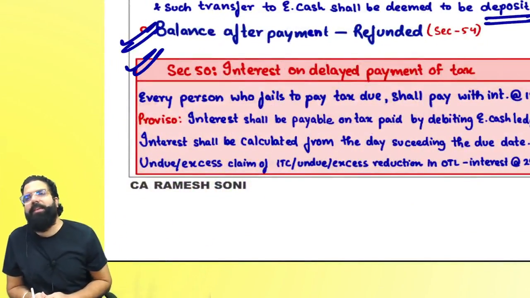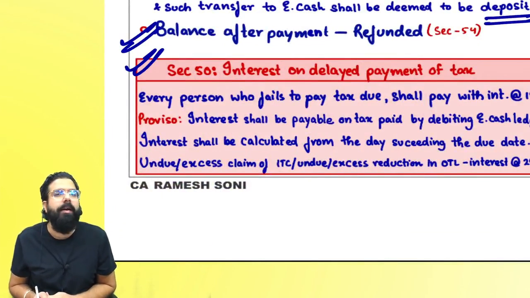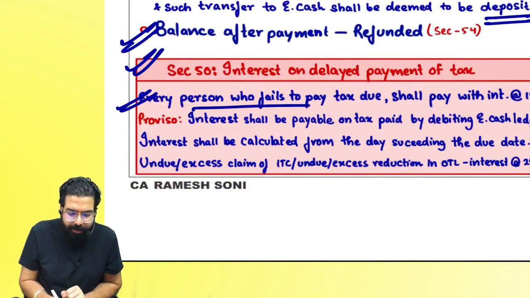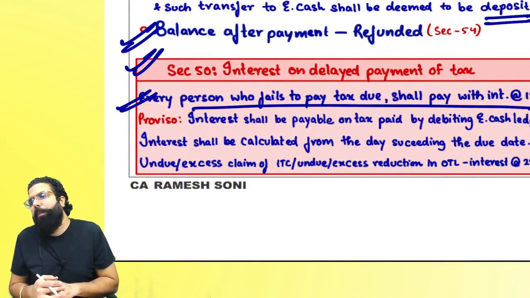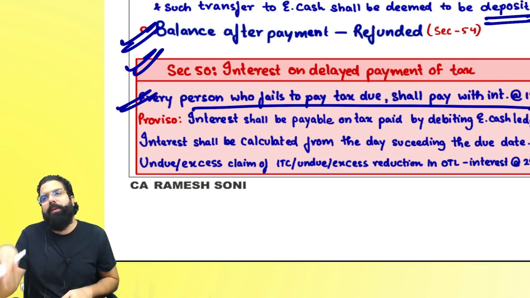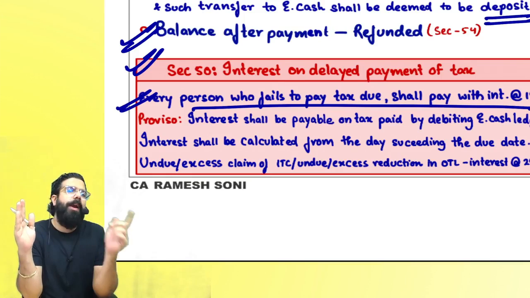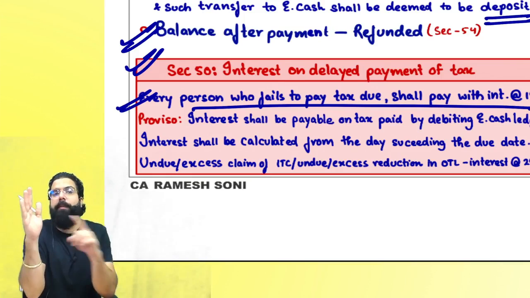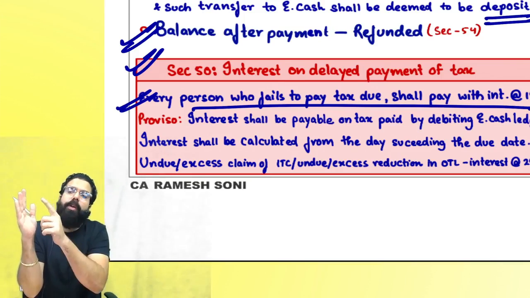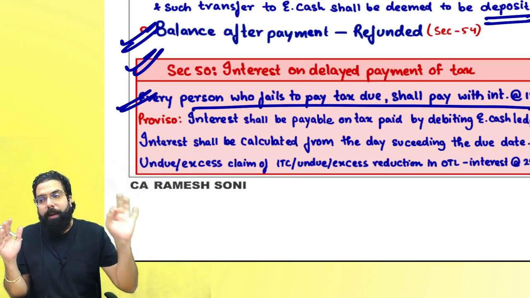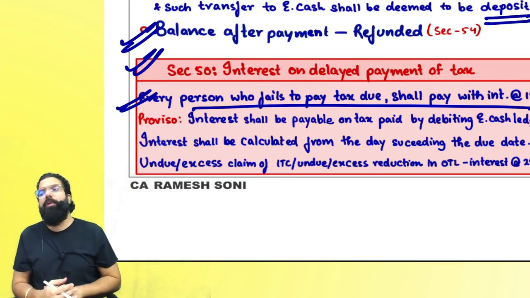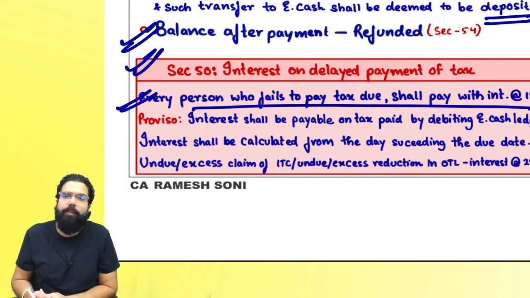Now we have section number 50 over here. Section 50 says interest has to be paid if you make a delayed payment of tax. Every person who fails to pay the tax will have to pay it along with interest at the rate of 18%. For example, your liability was to be paid by the 20th of next month, and you paid by the 30th, a delay of 10 days. Always remember, the 20th you will not include. You take from the next day up to the date of payment. The date of payment also has to be included for the calculation of interest.